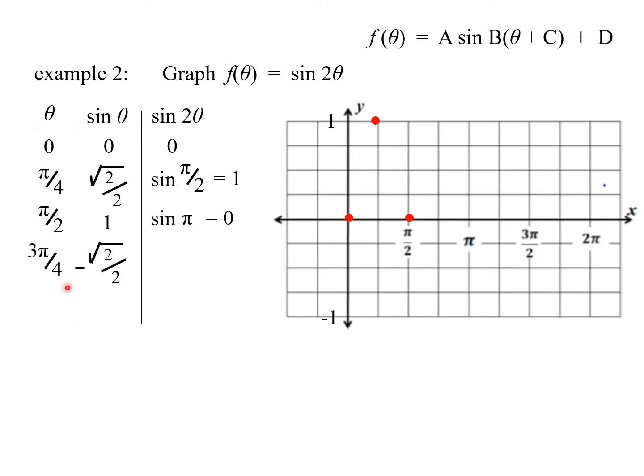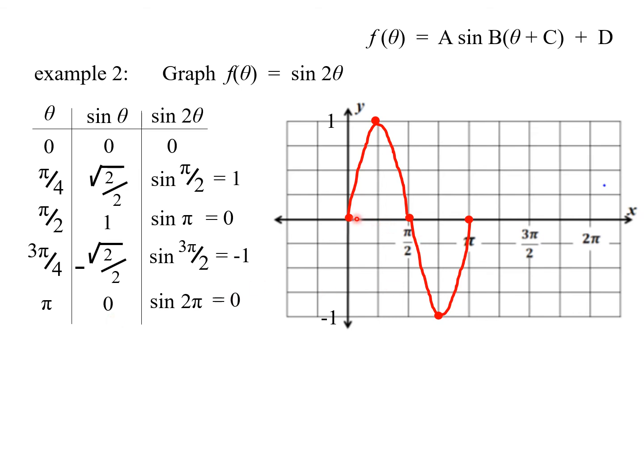At 3 pi over 4, the sine of that is this, but 2 theta, 3 pi over 4 times 2, is 3 pi over 2, and the sine of that is -1, which we can plot here. And then finally, if theta has a value of pi, the sine of that is 0. Don't really care about that, but the sine of 2 pi is also 0. So we can plot this. Okay, and then we can connect them to form one smooth curve.